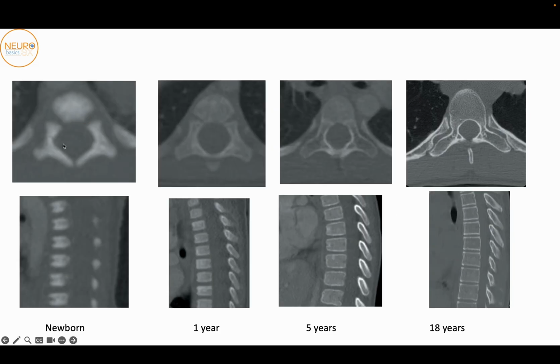Right, so as we can see in the newborn, the neurocentral synchondrosis is completely open, it's not fused, and the posterior synchondrosis is also not fused. By 1 year, there is some fusion of the posterior synchondrosis, and the neurocentral synchondrosis is still not fused. By 5 years, the neurocentral synchondrosis has started fusing, and the posterior synchondrosis has fused. At 18 years, most of the neurocentral synchondroses would have fused, but it is possible that even in adults, some of these have still not fused. But the posterior synchondrosis should have definitely fused.